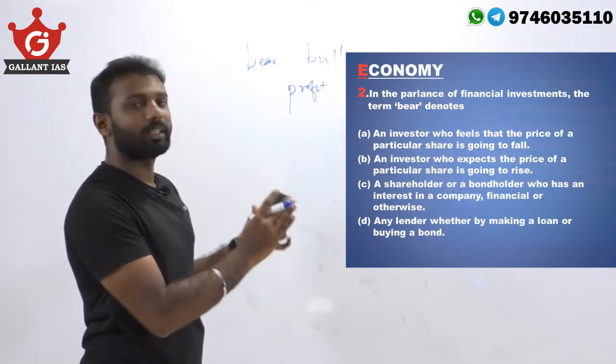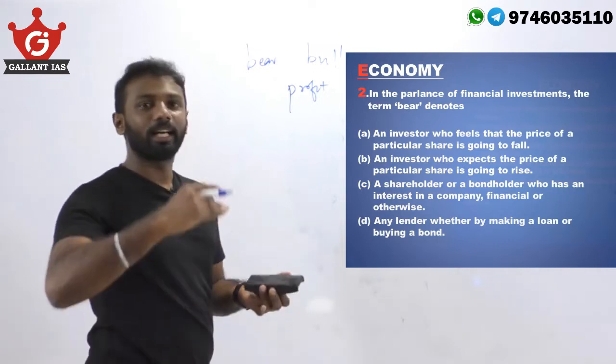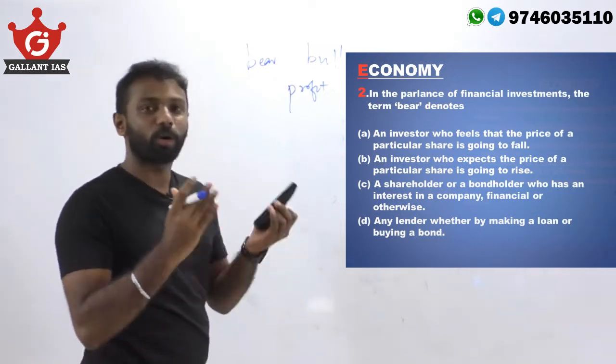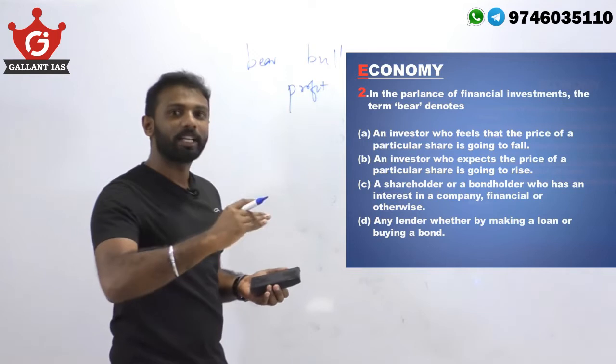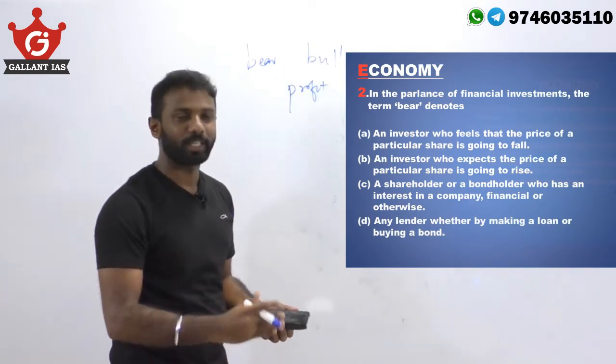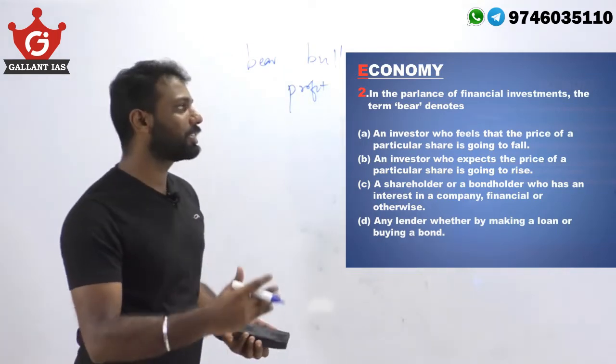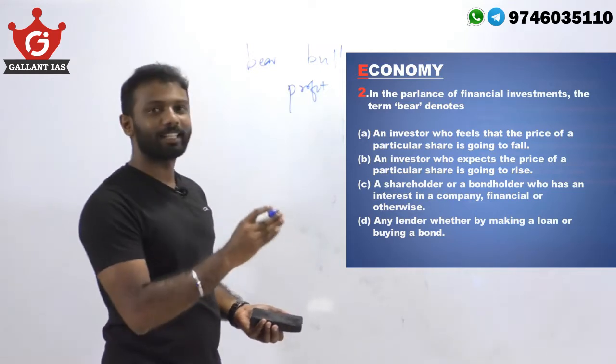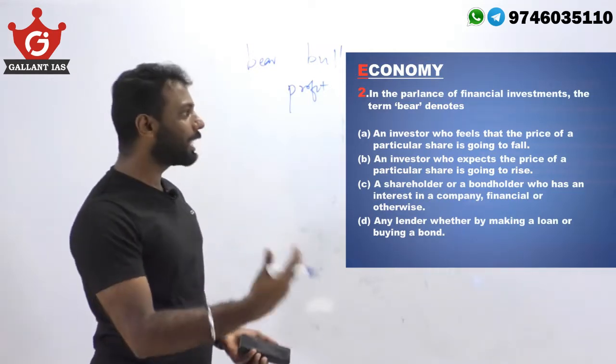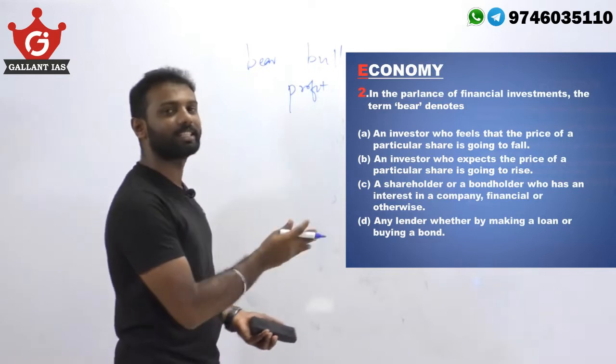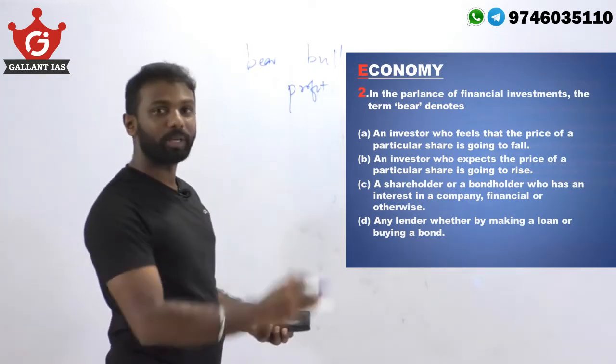So in a bear trade, the security holder expects that the price of his security is going to fall due to speculation. Because he feels that the price is going to fall, he sells his securities at the moment. And later on, when the price decreases, he purchases them again. That is called a bear trade.